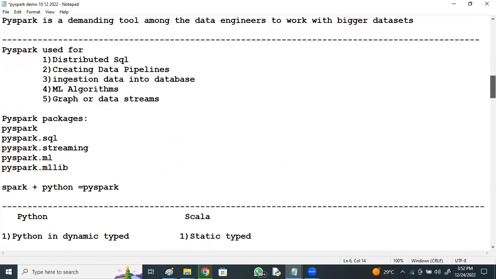PySpark is used for distributed SQL and for creating data pipelines. So PySpark is a data flow language. Data flow means the output of the current flow will be the input to the next flow. In this way, it's data pipelines, what we call data flow.